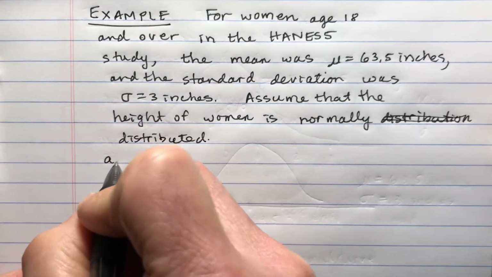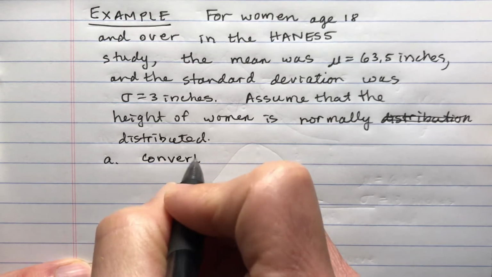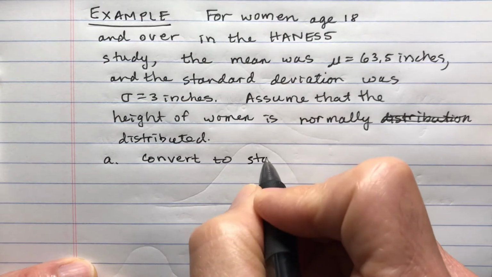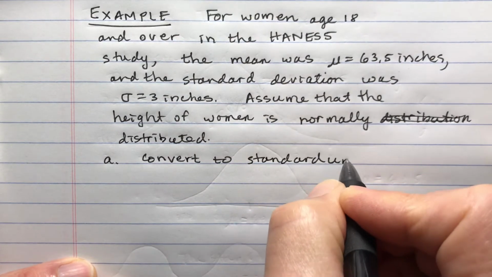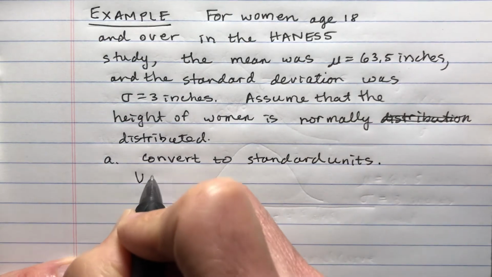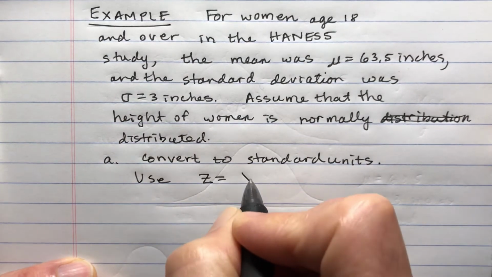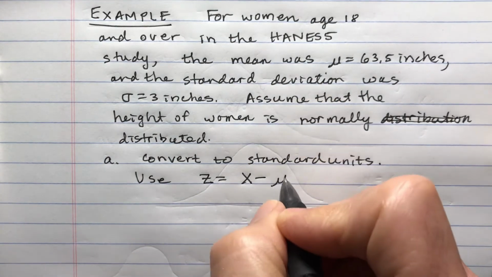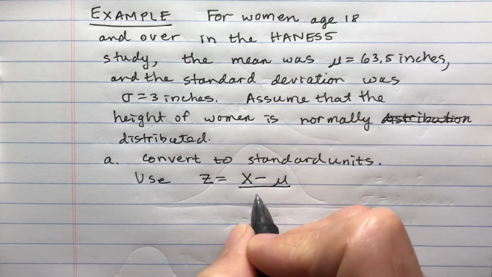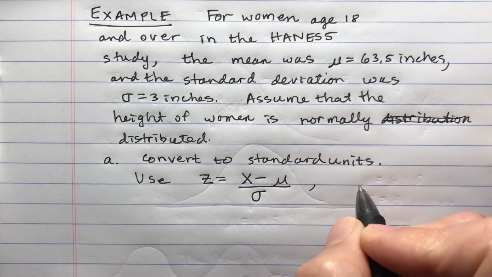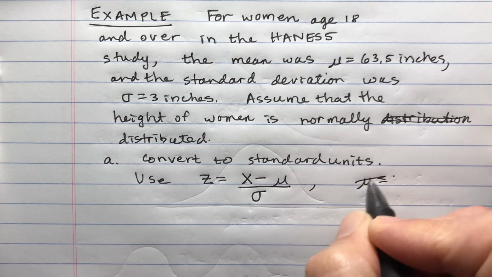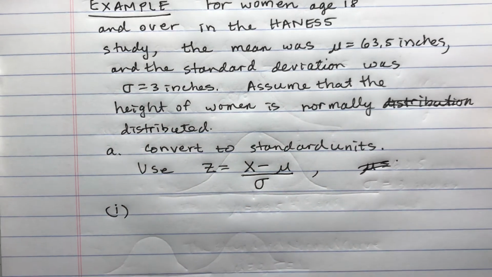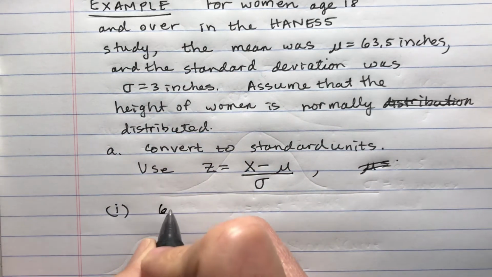So what we're going to do is part A, we're going to convert to standard units. And we're going to use this formula. Z is the standard units, and I take X, which is the height of a woman, and subtract the mean, which is mu, and divide by sigma, the standard deviation. So mu is 63.5 and sigma is 3. Okay, so start off with 66.5 inches.